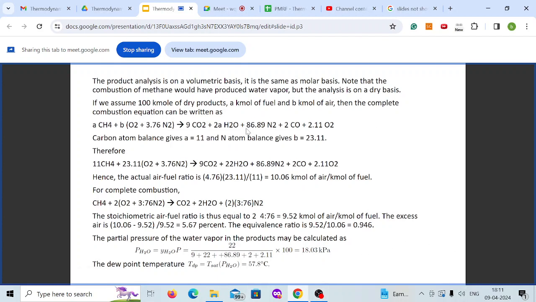Next, we have found your excess percentage of air and your equivalence ratio. Now we need to find the dew point temperature. To find it, the only product which will condense first is your water, so the dew point is the dew point temperature of water. For that you need to find the pressure of the water vapor present in the product.